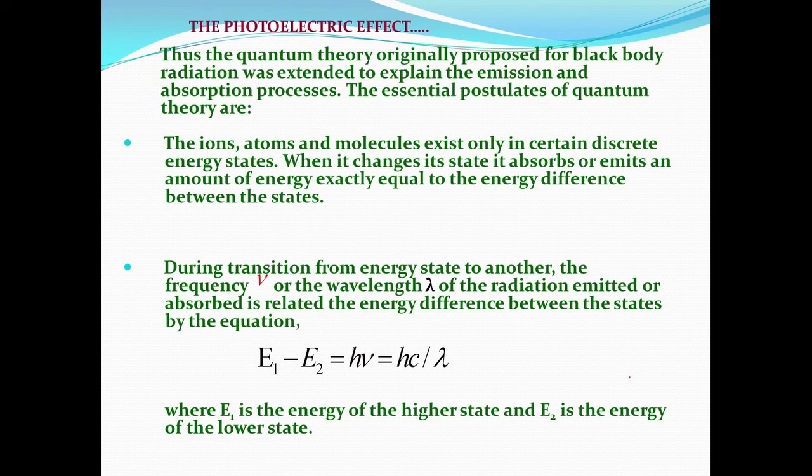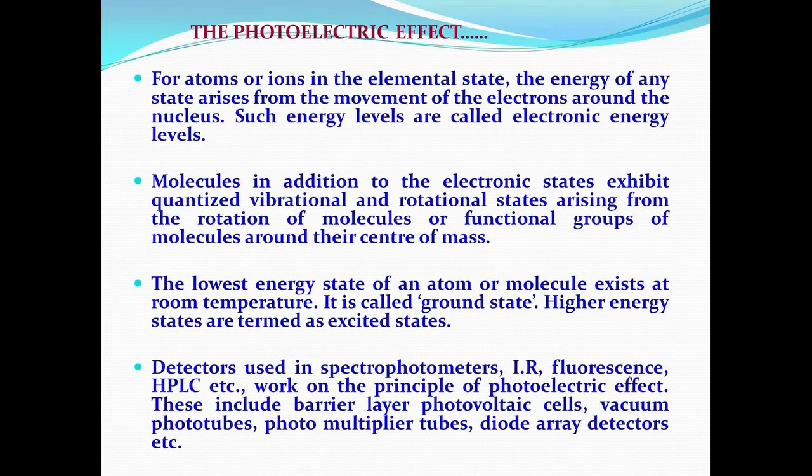The energy difference is given by hc by lambda. So, in the photoelectric effect we continue our discussion. What happens for atoms or ions in the elemental state, that is, hydrogen in the gaseous state, iron in the metallic state, and chlorine in the gaseous state? The energy of its states arises from the movement of the electrons around the nucleus. So, such energy levels are called electronic energy levels.